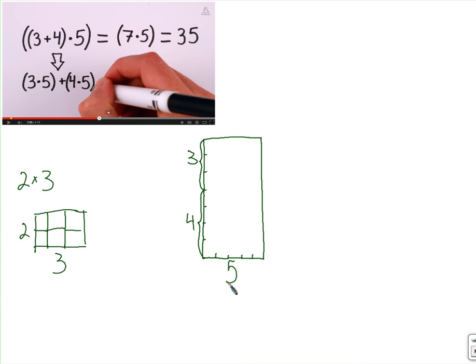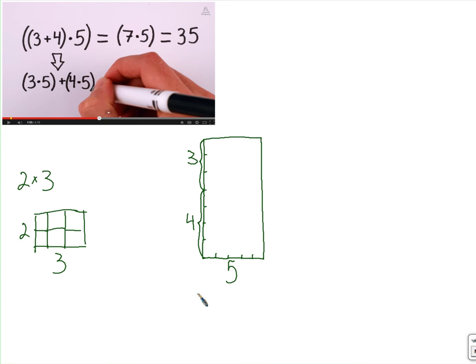Look, this side is what we're multiplying by. We're going to multiply 5 by 3 plus 4. Look how 5 will need to get multiplied by 4 and by 3, and if we add those together, we get the area of the rectangle. Just like if we did 5 times 7.